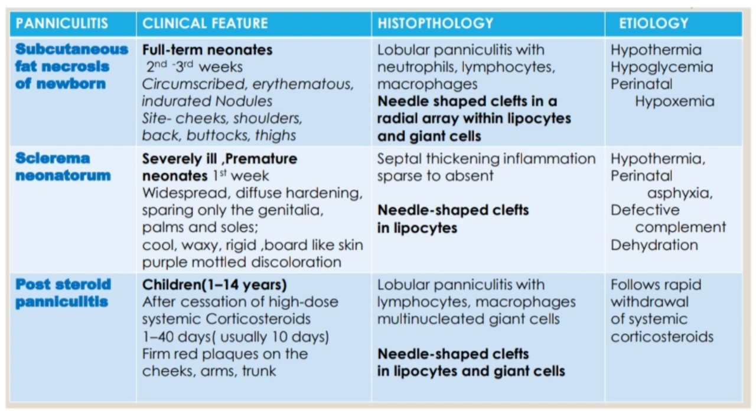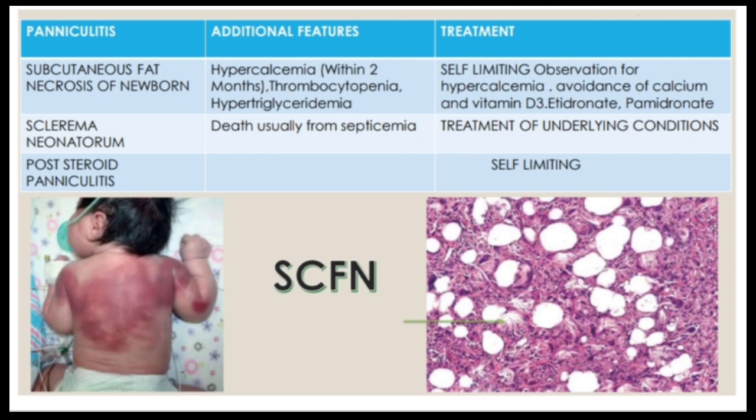Coming up are the additional features of subcutaneous fat necrosis of the newborn. This case is associated with the complication of hypercalcemia because of extrarenal production of 1,25-dihydroxyvitamin D by the activated macrophages, and it usually occurs within 2 months. There is also cytopenia because of platelet sequestration, and hyperglycemia because of maternal diabetes.